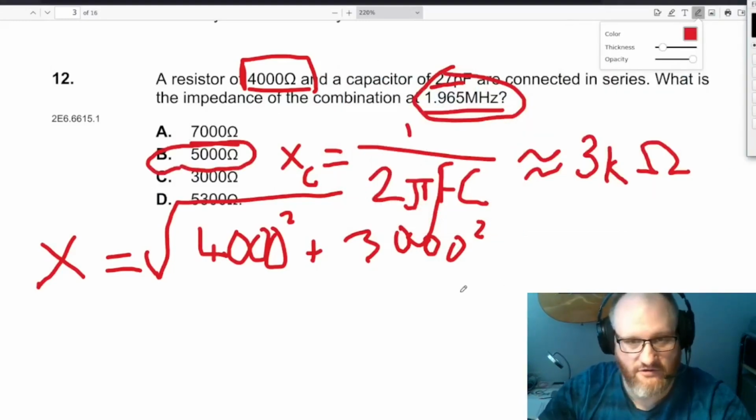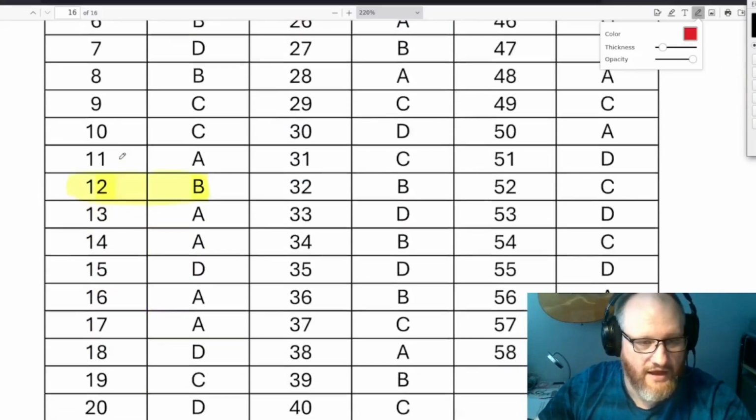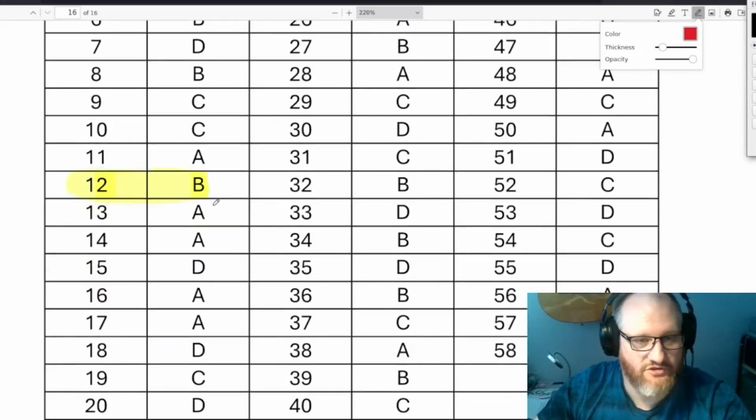So let's skip down to the answer key and see if we've got that one right. And we can see, in fact, for question 12, the answer is indeed B, 5,000 ohms for the sum of those two impedances.